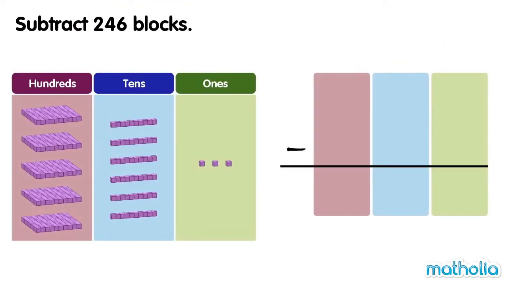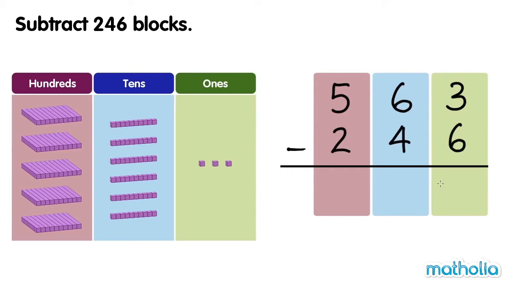Subtract 246 blocks. There are 563 blocks. We subtract 246 blocks. Let's start by subtracting the ones. We cannot subtract 6 ones from 3 ones, so we regroup 1 ten into 10 ones. Now we have 5 tens and 13 ones.